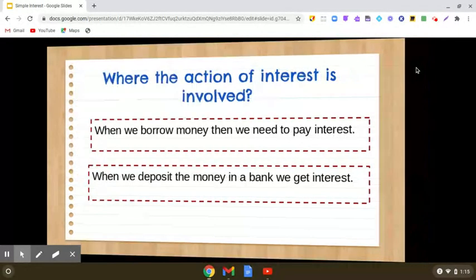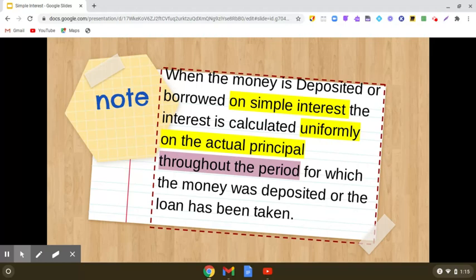Now, coming to the point of simple interest, let us understand this. When the money is deposited or borrowed on simple interest, the interest is calculated uniformly on the actual principal throughout the period for which the money was deposited or the loan has been taken. Now, I would be explaining what we understand by principal. Principal is basically the money which we deposit in the beginning or the money which we borrow from the lender.